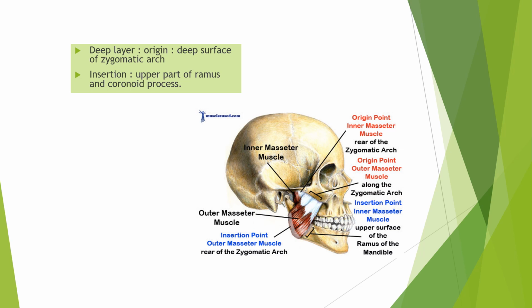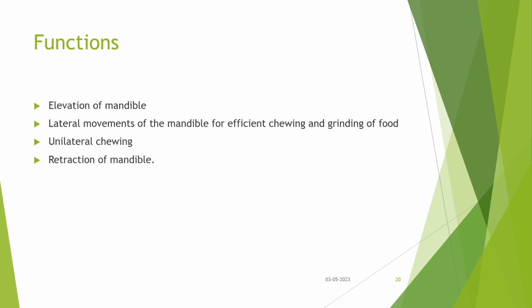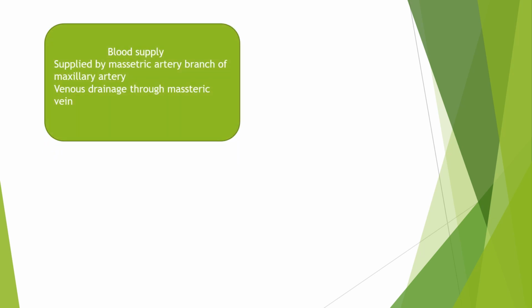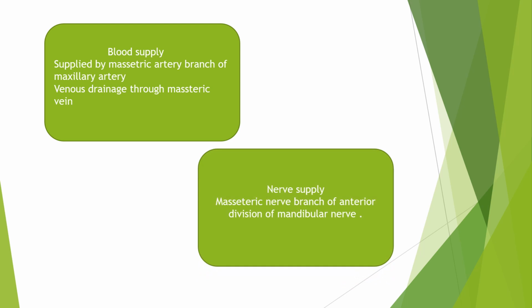Functions to elevate the mandible, lateral movements of the mandible, grinding of food, and unilateral chewing can also be done by this muscle. Retraction of mandible. Its main blood supply is the branch of maxillary artery, and venous drainage is through masseteric vein. Nerve supply is from masseteric nerve, which is a branch of mandibular nerve.